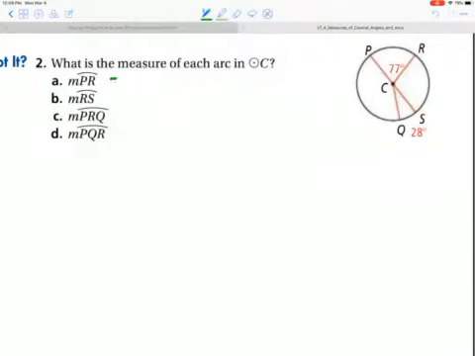Okay, let me give you the answers to these. We had 77 degrees, 103 degrees, 208, and 283. And you can check yourself.